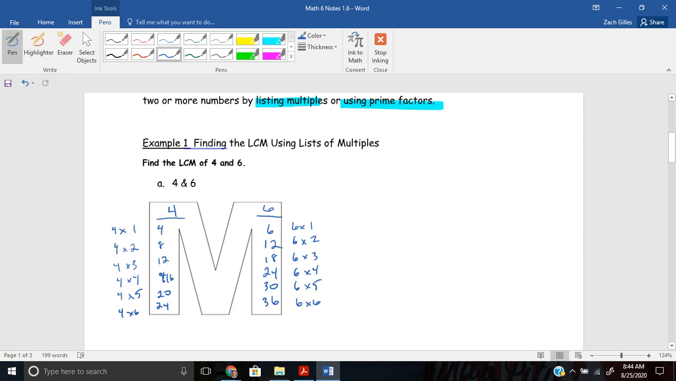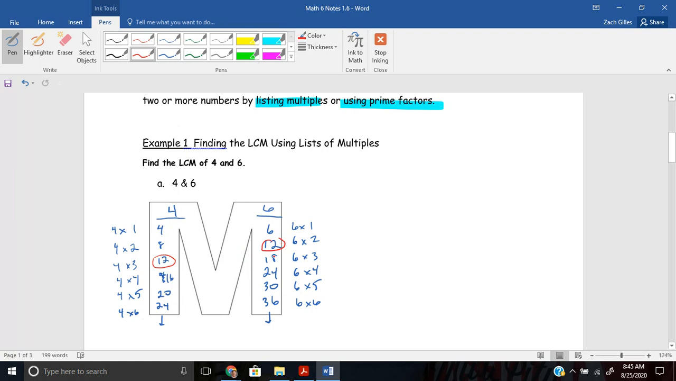So here are the multiples of 6: 6, 12, 18, 24, 30, 36. And here are the multiples of 4: 4, 8, 12, 16, 20, 24. And you could keep going if you needed to. We're going to stop here because I already see some common multiples. Let's look and see. Let's circle my common multiples. 4, no, they don't have that in common. 8, nope. 12, yes, they have 12 in common. Circle 12.